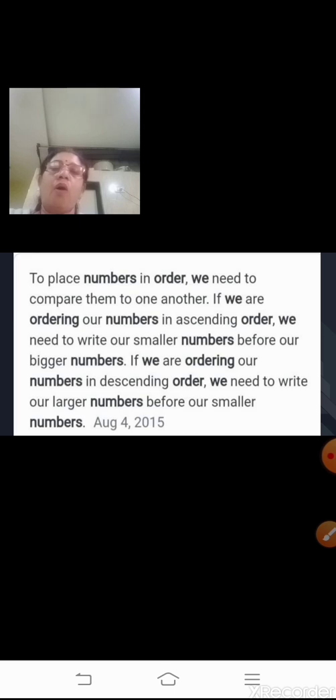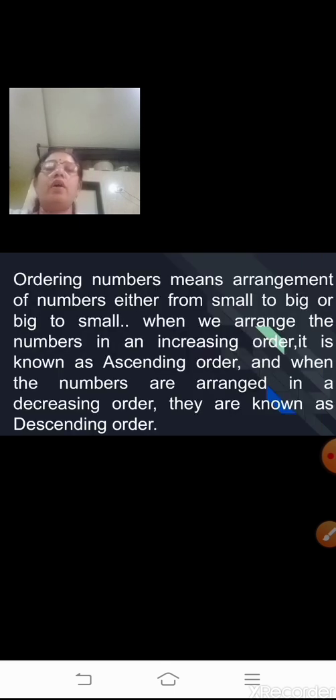Now the same thing goes with the numbers. If I tell you to compare between two numbers, it will be easy for you to compare. At the same time, if I tell you to compare 4 or 5 numbers, you have to put them in order. Now what is ordering of numbers? Ordering numbers means arrangement of numbers either from small to big or big to small.